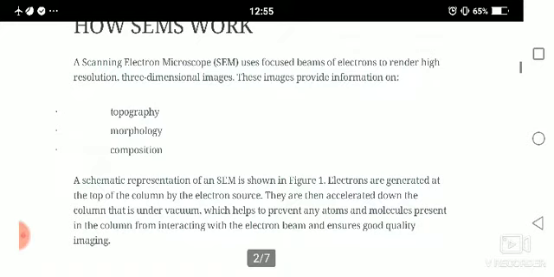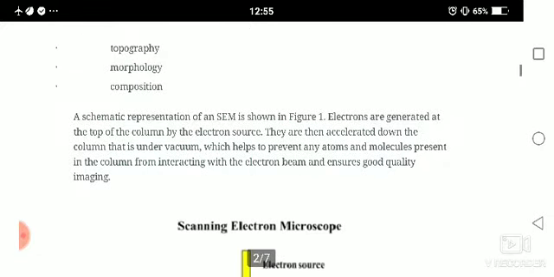So, how does SEM work? A scanning electron microscope uses focused beams of electrons to render high resolution three-dimensional images. These images provide information on topography, morphology, and composition. A schematic representation of a SEM is shown in the figure.